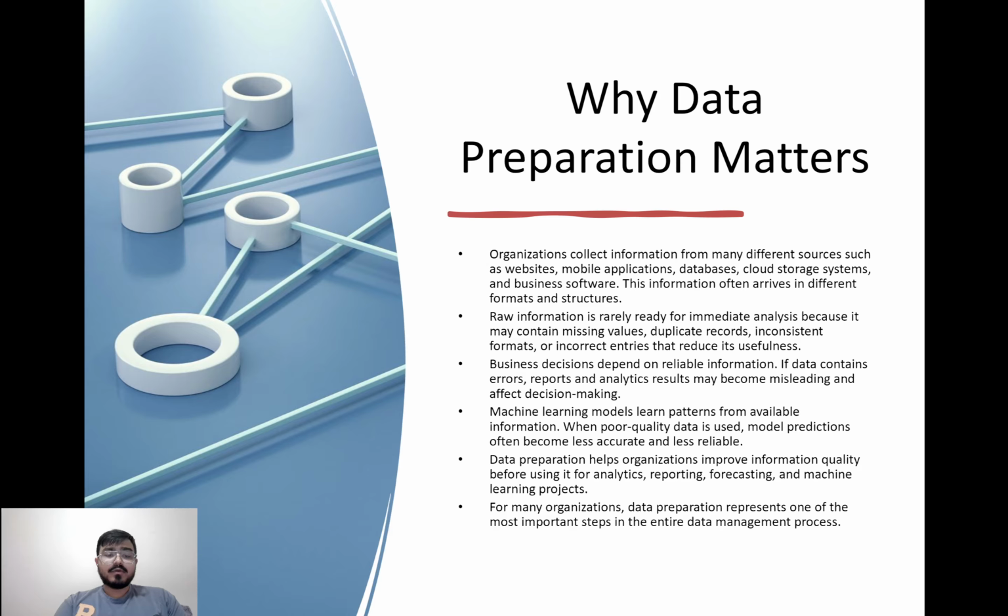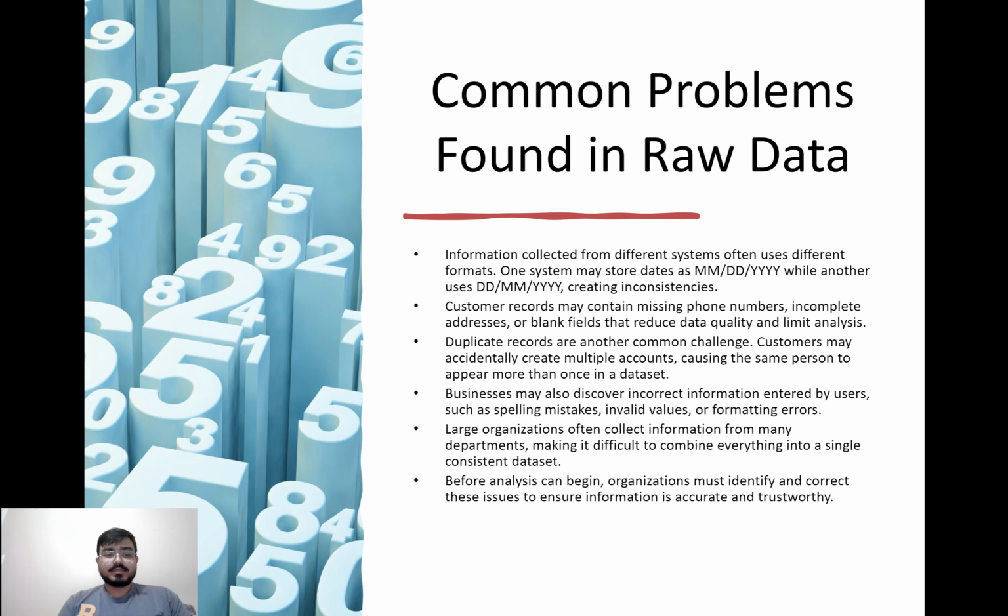Business decisions depend on reliable information. If poor quality information is used, reports and analytics results may become misleading. Machine learning models also depend heavily on data quality. When poor quality information is used for training, model predictions often become less accurate and less useful. Because of this, organizations spend a significant amount of time preparing information before using it for analytics, forecasting, reporting, and machine learning projects. Data preparation is often considered one of the most important steps in the entire data management process. Let's move to the next slide.